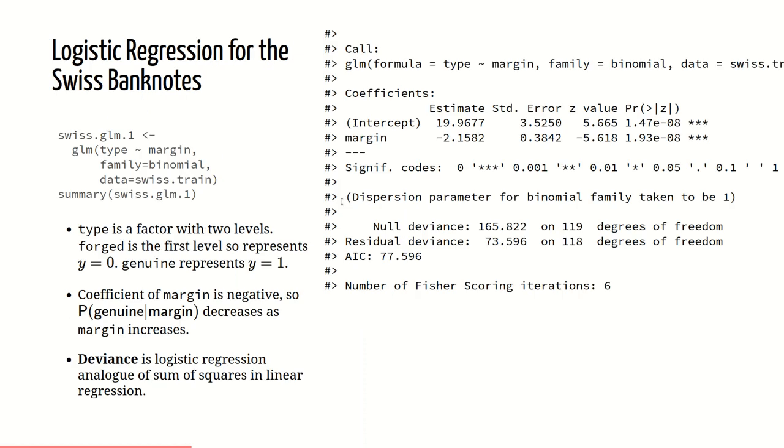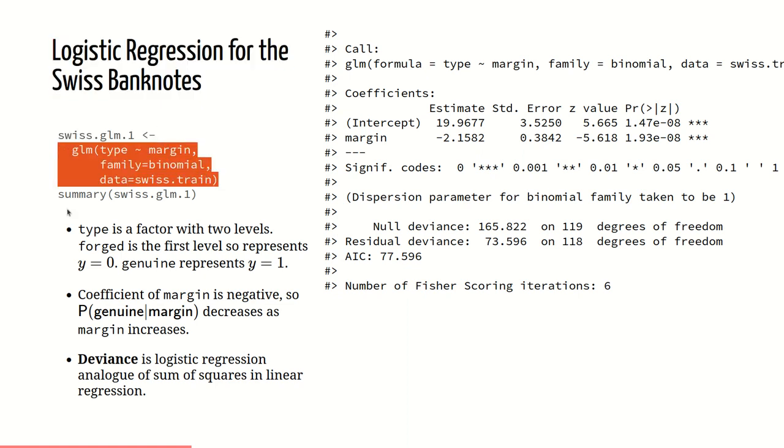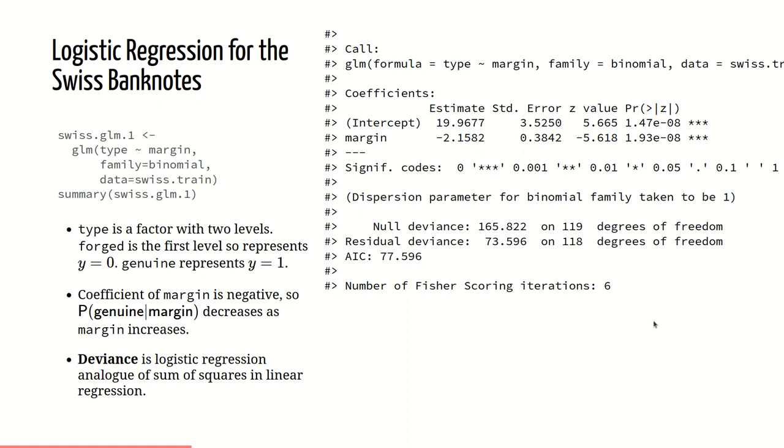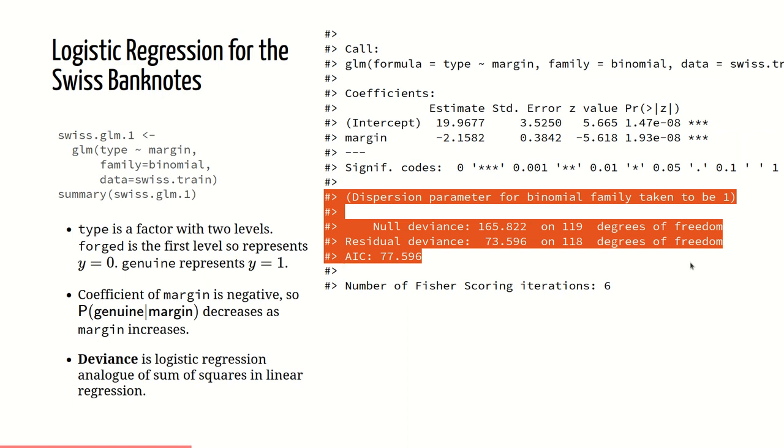So let's have a look at an example from the Swiss banknotes. Here we're just using the margin. Type is the outcome class, whether it's forged or genuine, in terms of margin, family is binomial, from the Swiss data. We fit that, and then we'll have a look at the summary output. You can see that the summary output looks somewhat similar to the summary output for a linear model. You get this table of coefficients, so that's your betas. This is beta 0, which is your intercept, and beta 1, which is your margin. You get p-values and so on and so forth as per usual. You then get some information about the fit down here, just like you did before in the linear model.